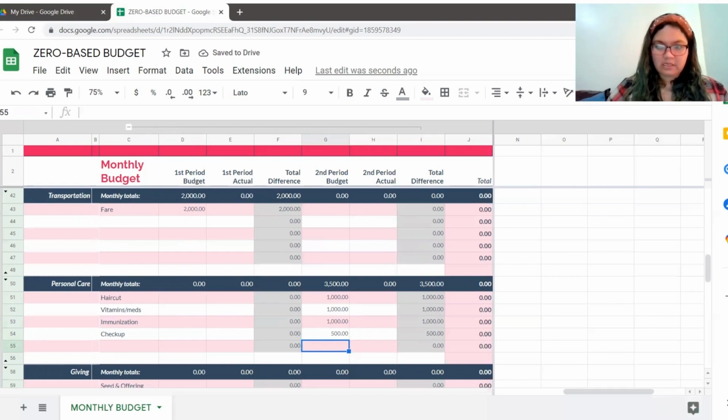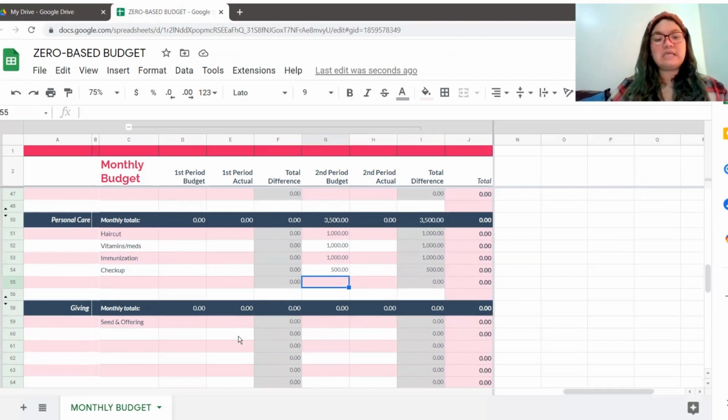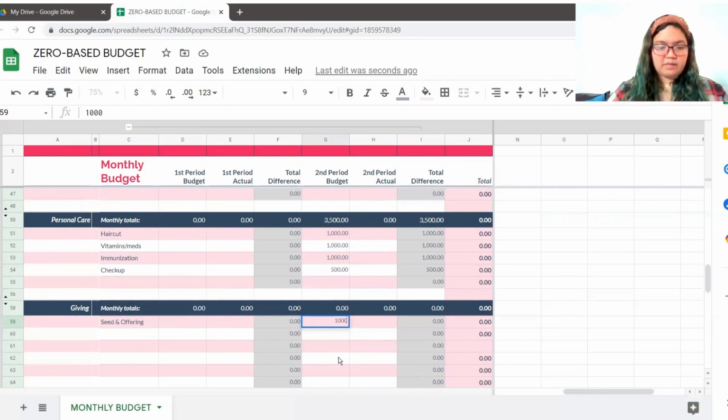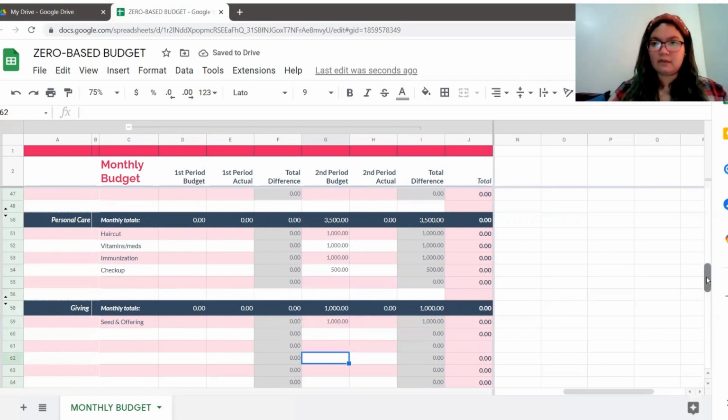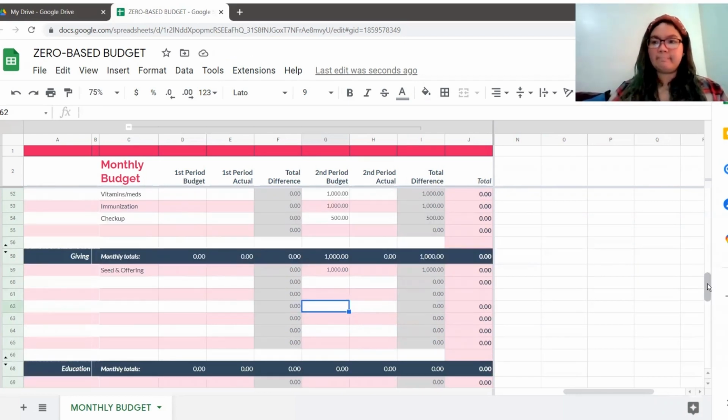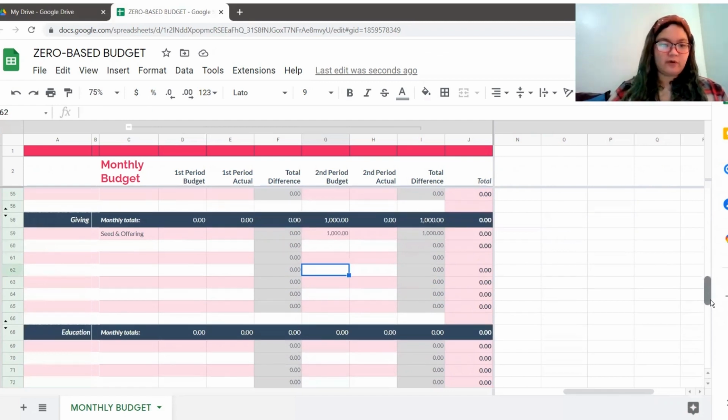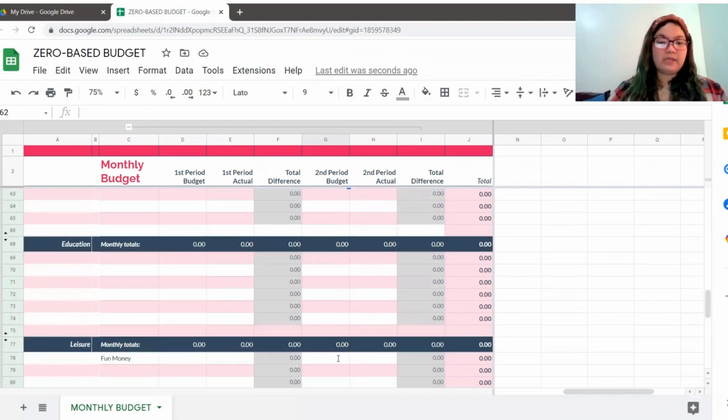Alright, so giving for seed and offering, so depende yan, no? In this case, sa example natin, seed and offering, pwede rin sa charity na pinili ninyo or your mission. So dito, seed and offering, so lagyan natin 1,000 pesos yung budget. And then for fund money, okay, that we can spend whatever, kung ano man yung gusto natin, whatever we like. So, lagay natin na 1,000.